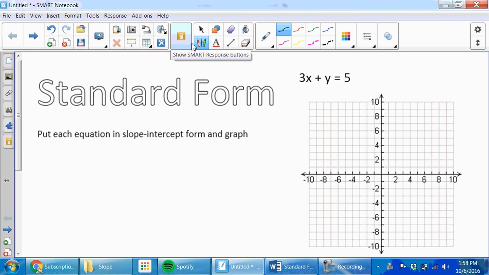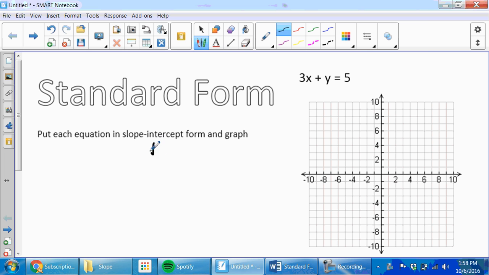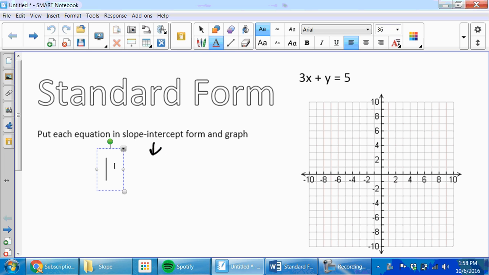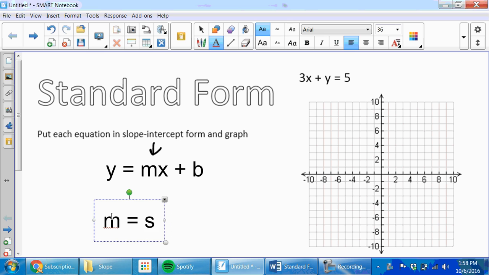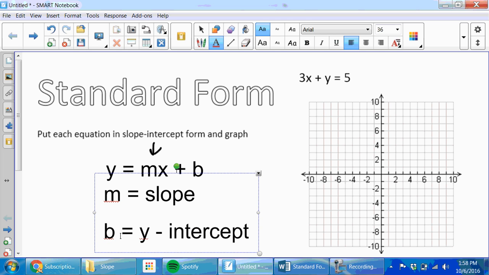In this video, we are going to talk about standard form linear equations. So we should have learned how to do slope-intercept form and graph that. If you don't remember what slope-intercept form is, it's y equals mx plus b, where m equals the slope and b equals the y-intercept. So that's what those two equal when we talked about y equals mx plus b, and x and y are a point.